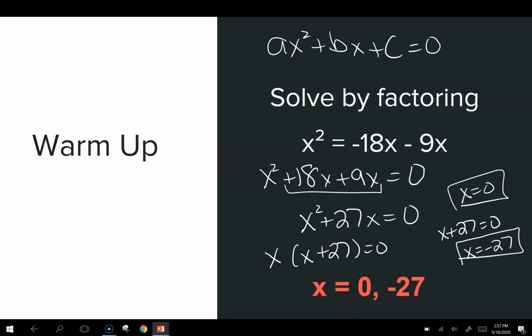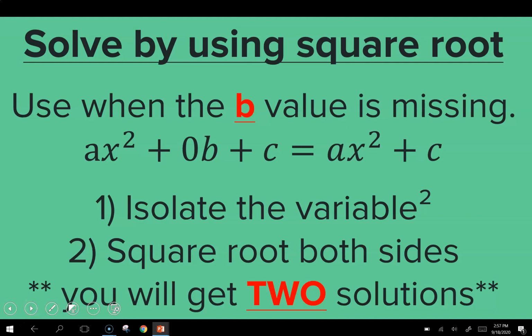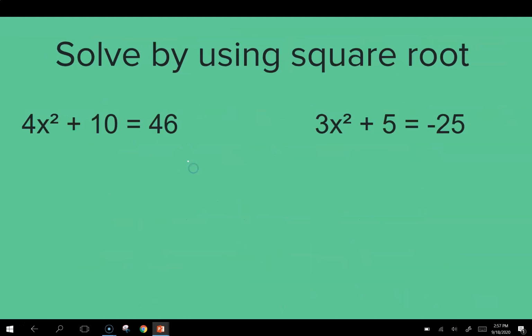All right, so let's get going on today's lesson. We are going to explore solving by using the square root first. We are going to use this method when the b value is missing. So in my standard form, if my b value is missing, that means there was a 0 in its spot. That should say 0x. So my b value is 0.